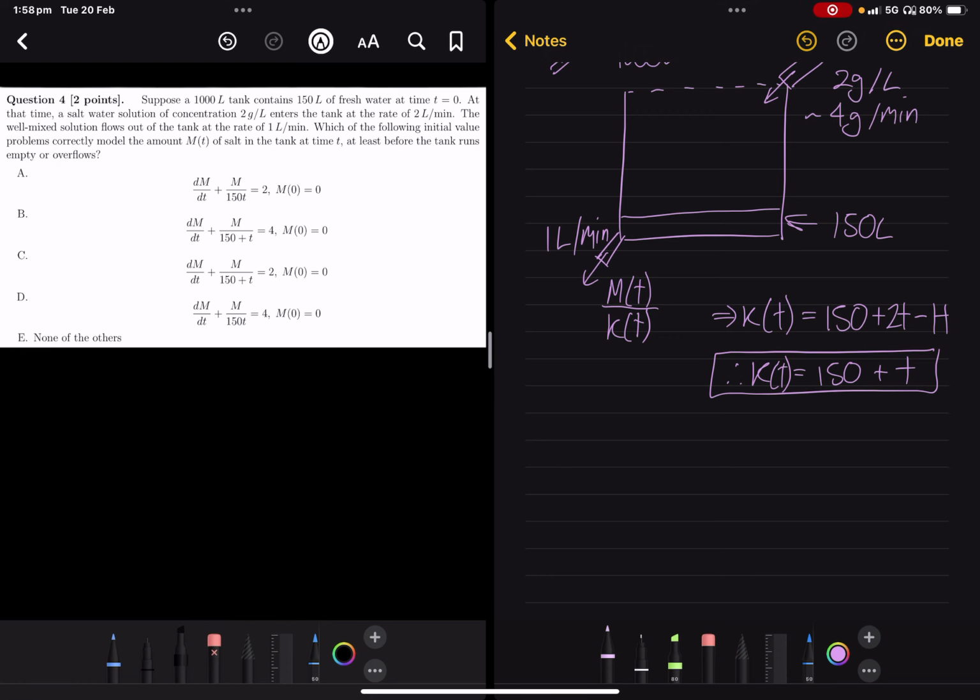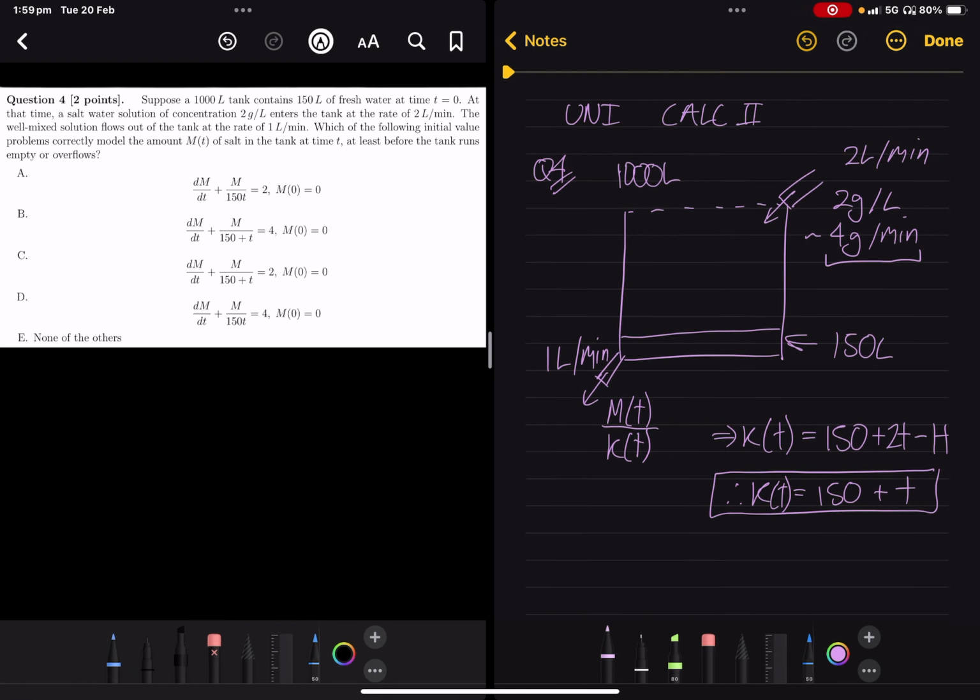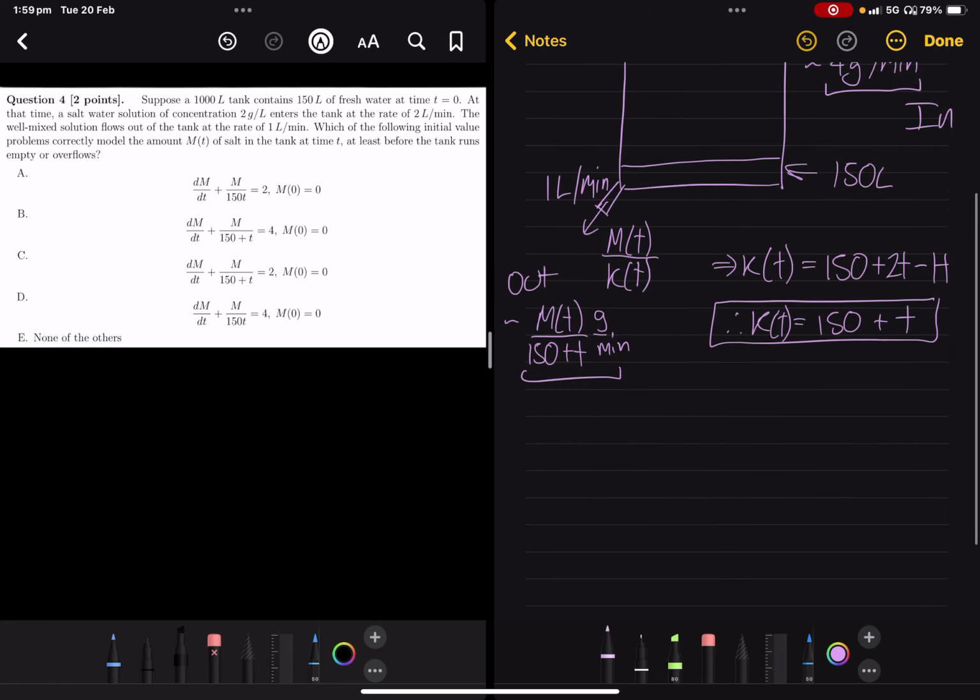And so now we have the amount of salt coming in, which is 2 grams per litre at 2 litres per minute. The amount of salt going out is going to be M(t) over K(t) in terms of grams per minute. So that will be M(t), how many grams there are in the tank, divided by 150 plus t. Now notice this looks like it's in grams per litre, but we multiplied it by 1 litre per minute, so the litres cancelled. So this is actually in terms of grams per minute. This is the outflow. This is the inflow. So we have our outflow, we have our inflow.